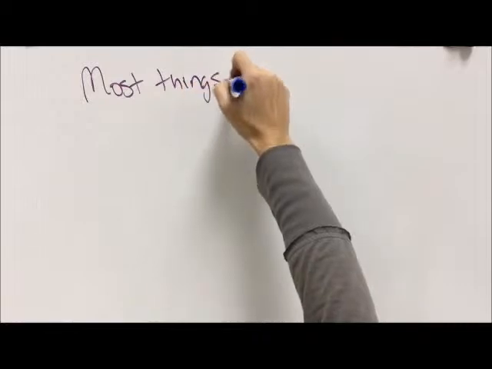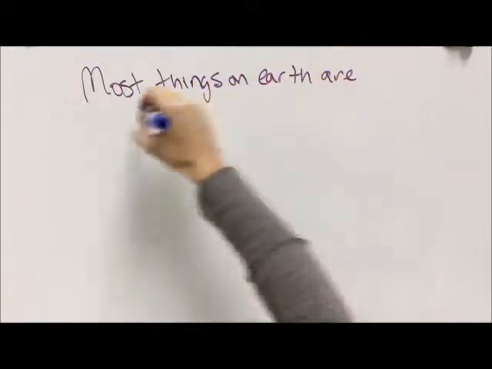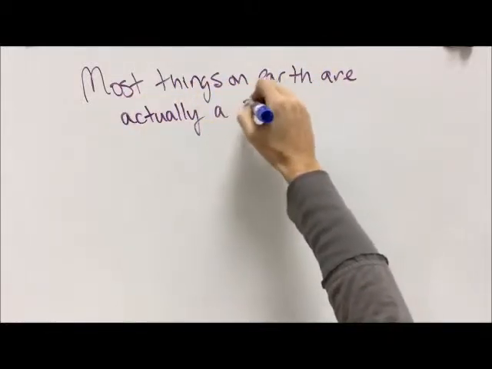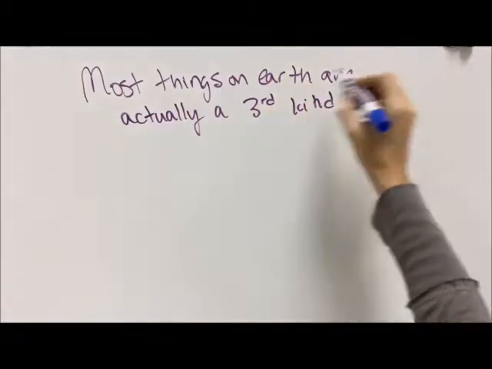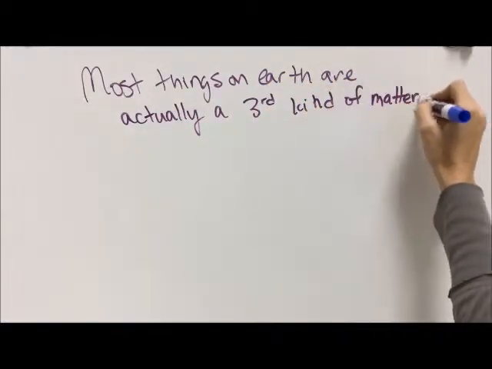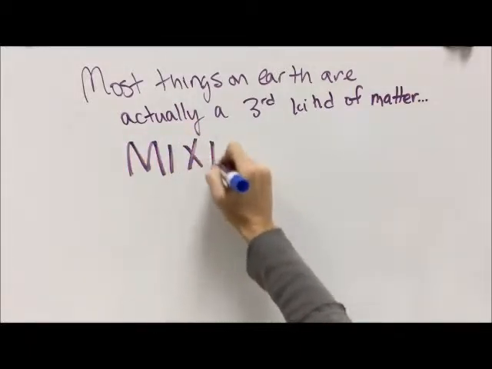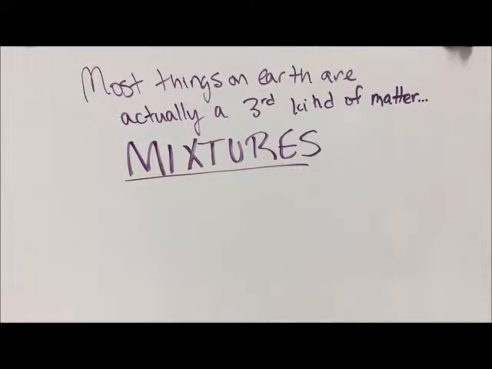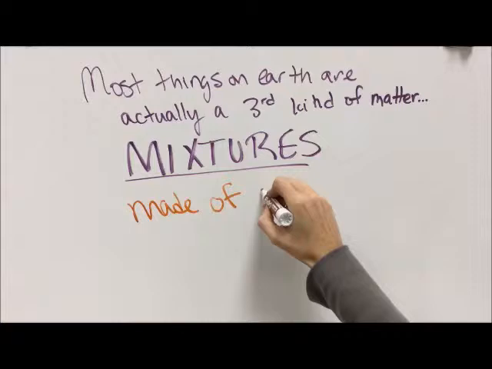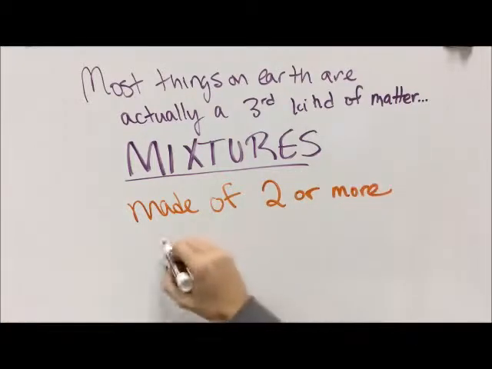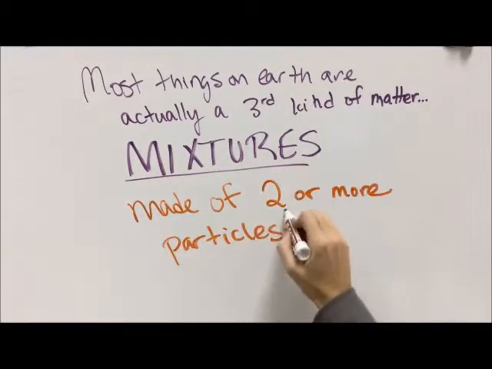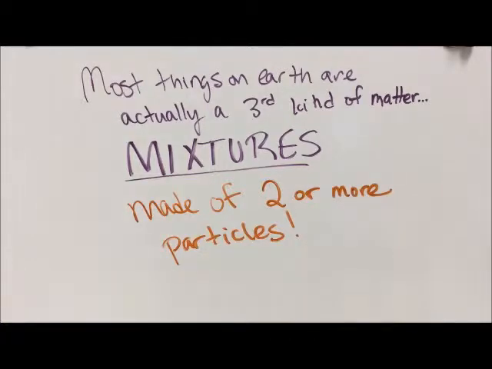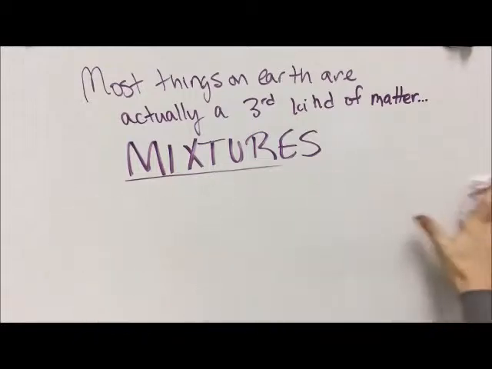But because there are only 90 elements that exist on Earth, and then only so many combinations that they can be put together, truthfully, most of the things that you and I know and love are actually a third kind of matter called a mixture. And mixtures are made of two or more particles. So compounds are not mixtures because they're different atoms that are stuck together in fixed ratios. And elements are not that either because it's only one type of particle. Mixtures are made of two or more types of particles.